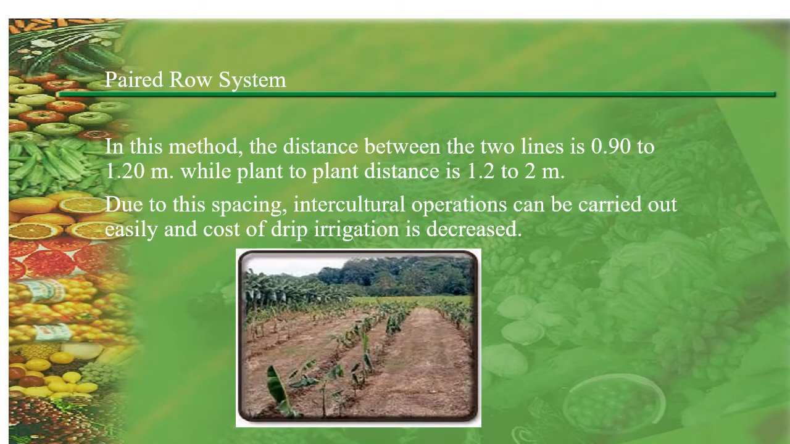Paired row system. In this method, the distance between the two lines is 0.90 to 1.20 meters, while plant to plant distance is 1.2 to 2 meters. Due to this spacing, intercultural operations can be carried out easily and cost of drip irrigation is decreased.